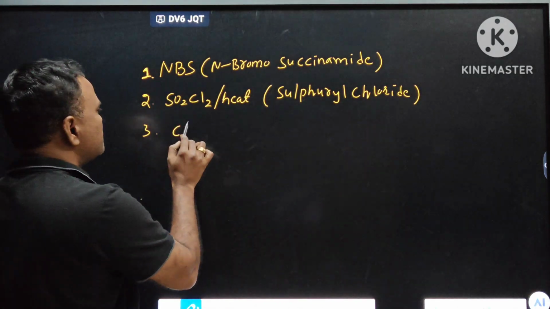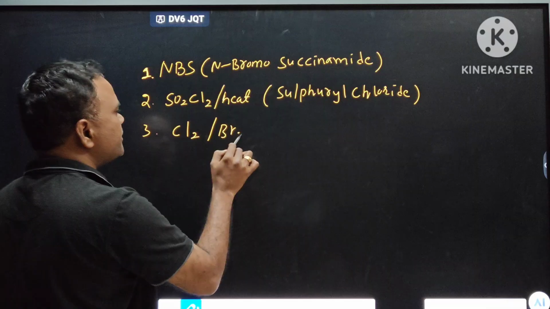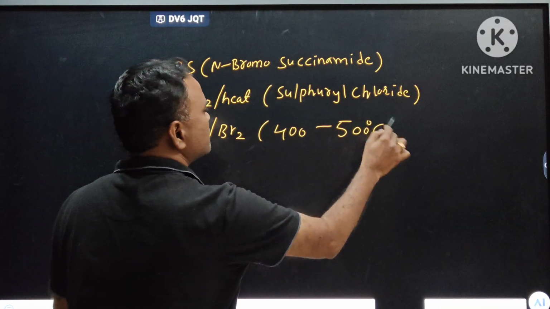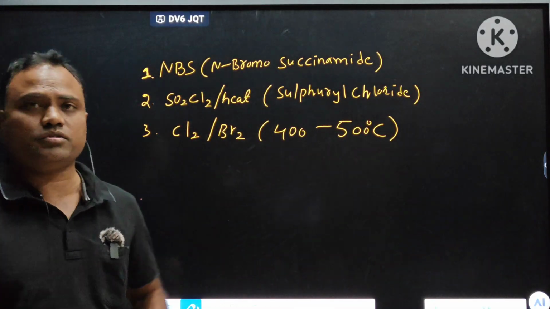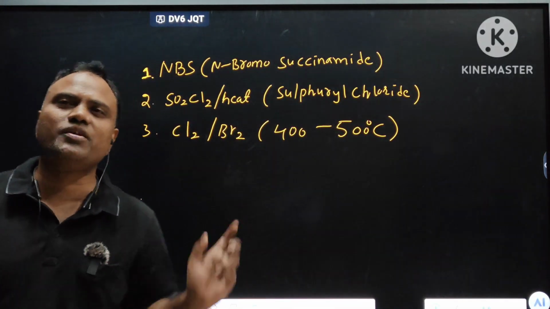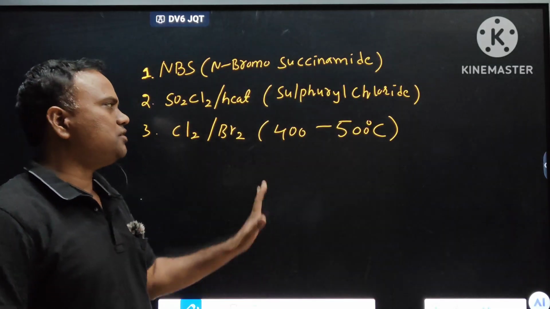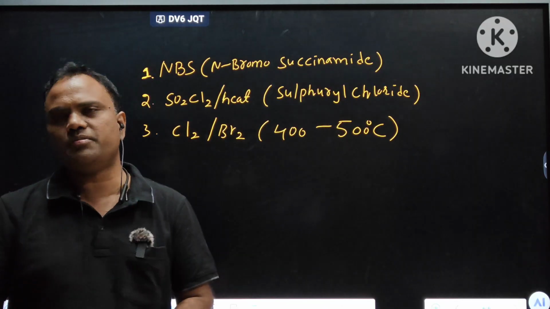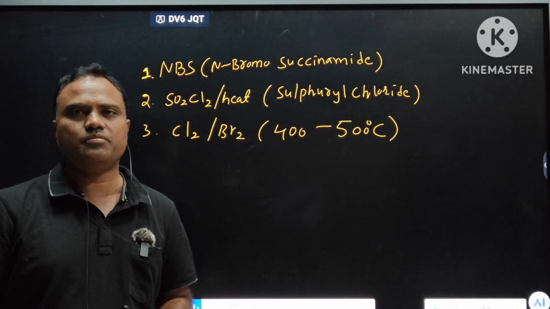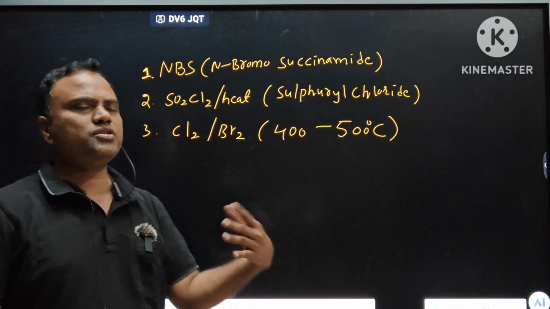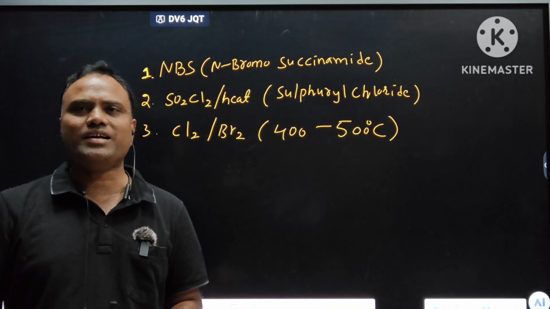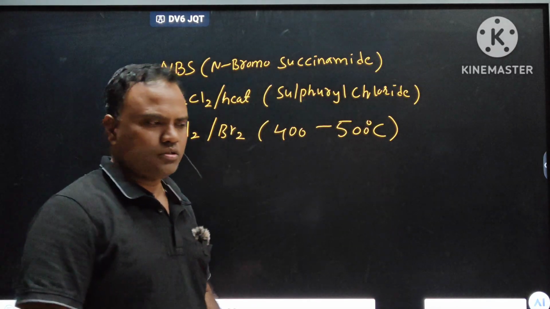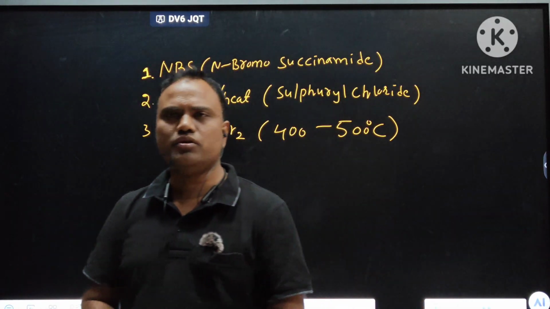Third reagent, Cl2 or Br2. See the temperature condition, 400 to 500. Don't neglect this condition. The temperature condition is also very important. Based on the temperature, the product will change. If I didn't mention the temperature, the product will be different. If I mention the temperature, the product will be different. Cl2 with temperature and without temperature acts differently. So these are the most important reagents used to do allylic halogenations.